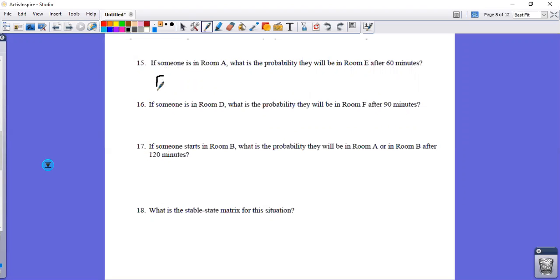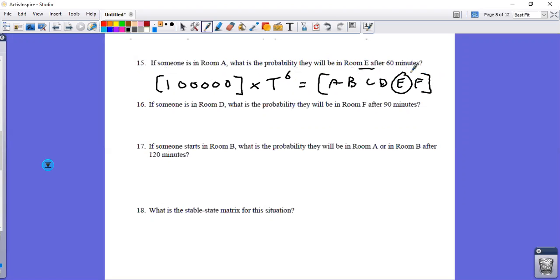So if somebody's in room A, 1. So that'd be a 1 by 6 times your transition matrix to the 6th power for 60 minutes. And then pick room E, right? There's A, B, C, D, E, F, and pick the probability for room E.